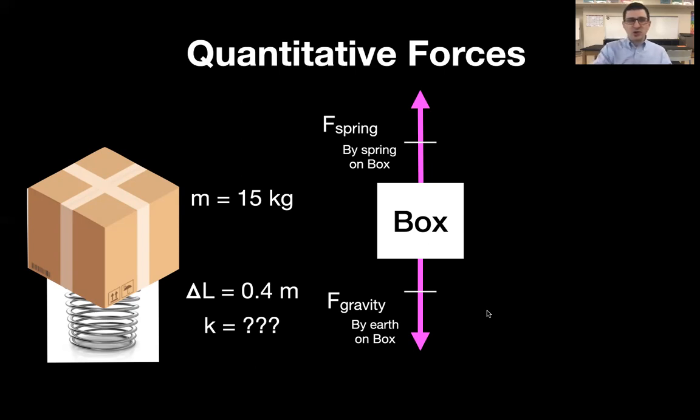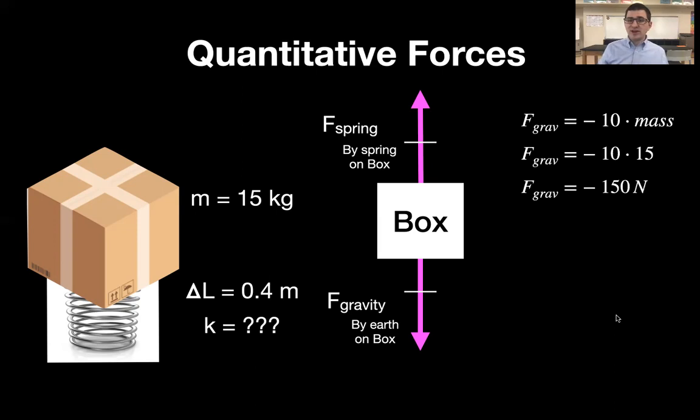We'd have to be told in the problem that the box just sits there, that it maintains a constant velocity of 0 meters per second, but if we're given that information, then we know these two forces are balanced. So if we can solve for force gravity, then all of a sudden we know the force spring, and that's really useful in solving the force spring equation.